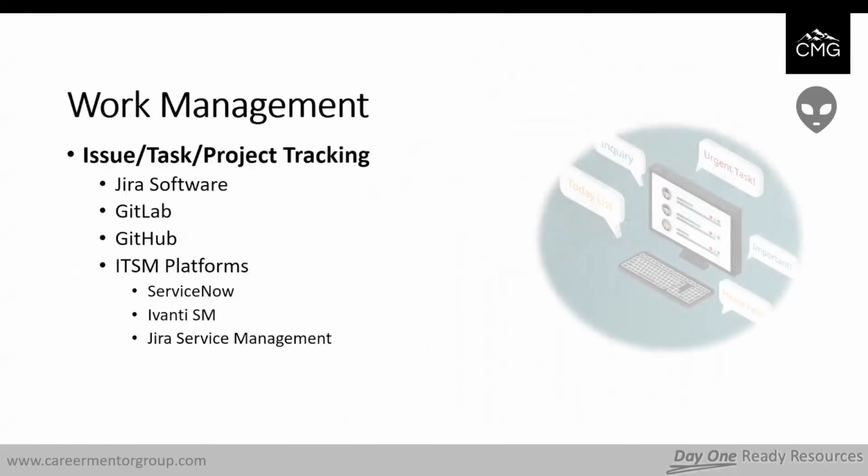So from a work management perspective, you'll hear terms like issue, task, project, epic. These are all methods for managing work in an agile environment. Probably most commonly, or at least my experience has been most commonly with Jira. You also see some issue tracking in GitLab and GitHub. GitLab has more of an issue tracking system than GitHub does, which I'll talk about in a second. And then kicking off all of the agile work efforts, it often comes from your ITSM platform where you've implemented your ITIL standards. So tools like ServiceNow, Ivanti Service Manager, even Jira Service Management.